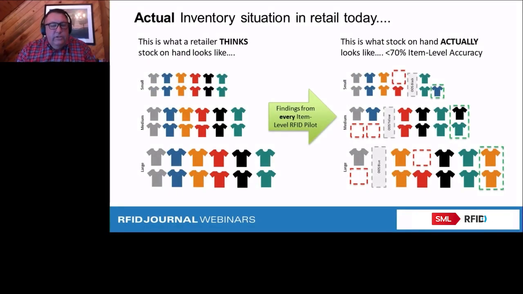I'm going to go through an illustration of what we're seeing today. So this is how most retailers view their inventory. They view that they've got a style, size, color mix, and they believe that their enterprise system is what they're basing all their decisions on. And because of that, they don't have another way of thinking about it.